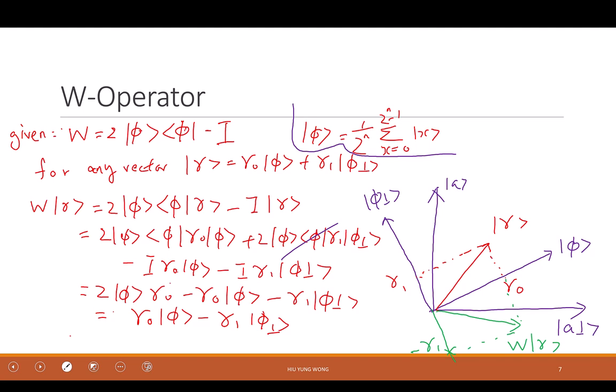Now, what I'm showing you, just to show you again, is that the W operation given by this matrix is working as I promised earlier. It rotates about psi by the angle between them, right? By two times the angle. Or you can say it flips about this psi, right?